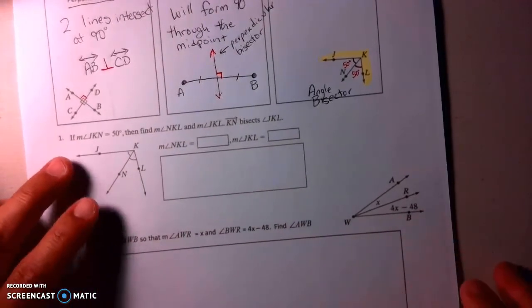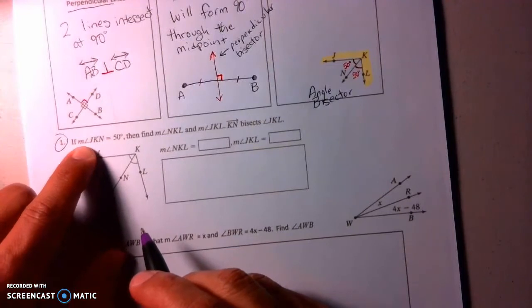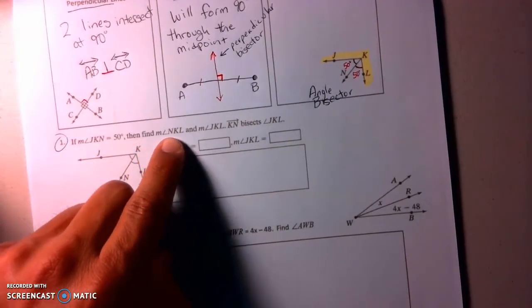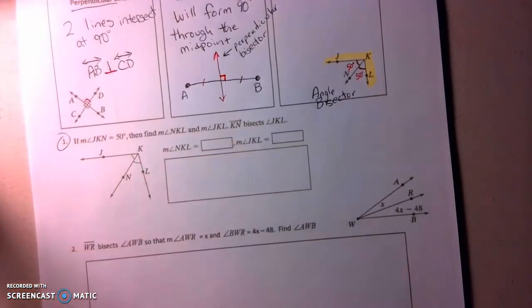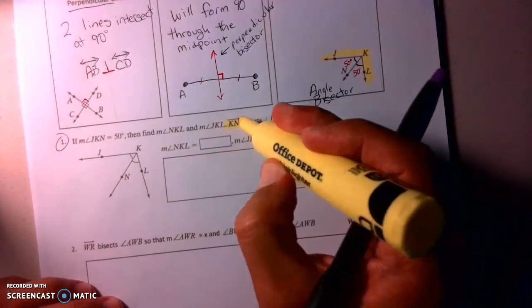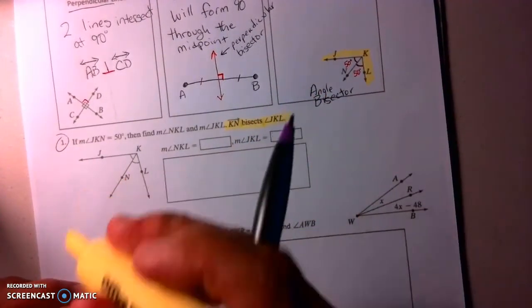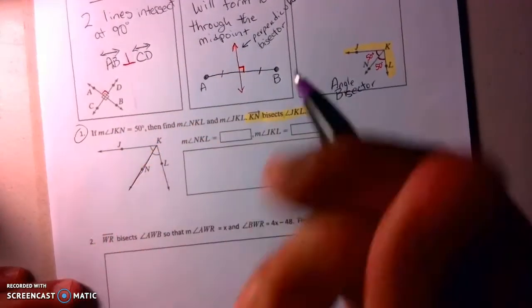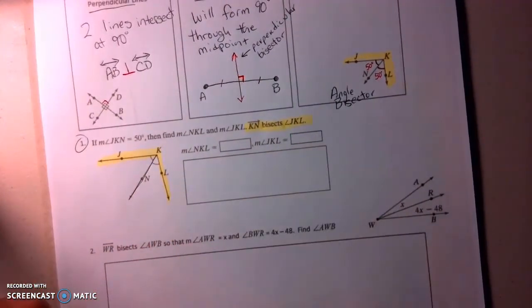Okay, let's do number 1 and number 2. Number 1, if the measurement of angle JKN is 50, find the measurement of KNL and the measurement of JKL. Then it also says KN bisects angle JKL. That's going to be critical there. KN, this line here in the picture, K to N, is the bisector of this yellow angle, JKL. So that means it's split half and half.